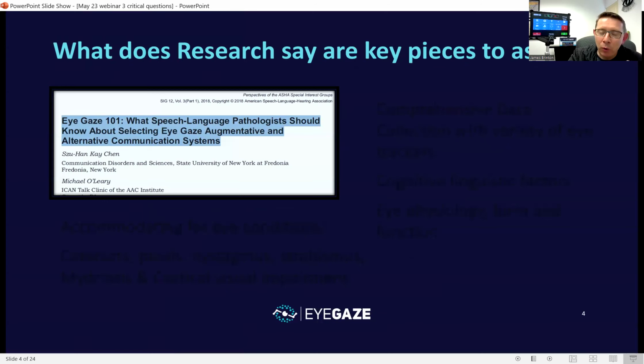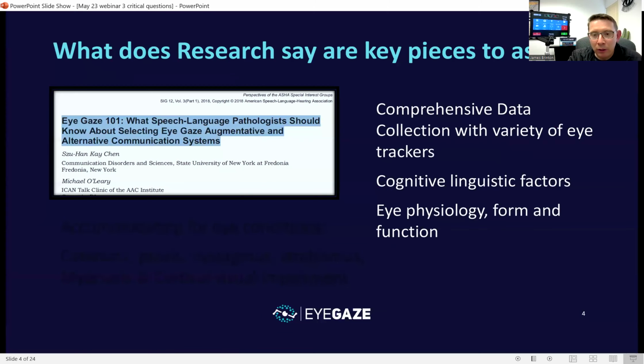Before we go into those 3 questions, this article is from the ASHA Perspectives magazine, SIG 12. This is from the year 2018, called Eyegaze 101, What Speech-Language Pathologists Should Know About Selecting Eyegaze AAC Systems. This article is full of gems, and it really focuses on the need for comprehensive data collection and collection of that data through a variety of eye trackers. We need to take into account the cognitive linguistic factors of the communicators and really understand the eye physiology of the person, both form and function.